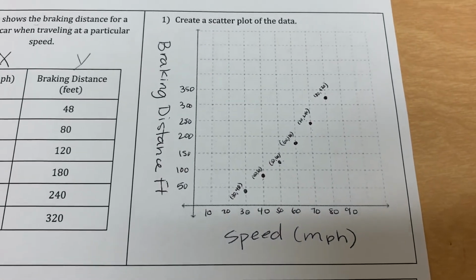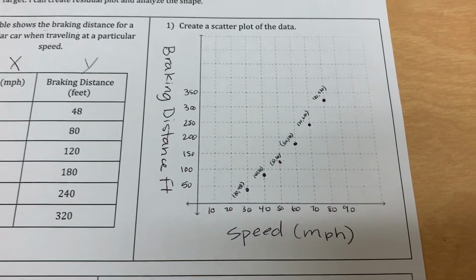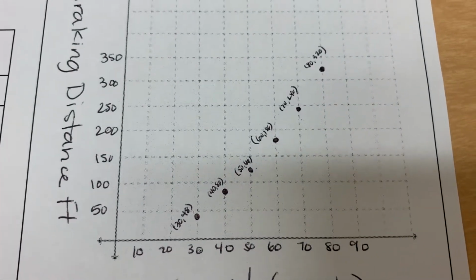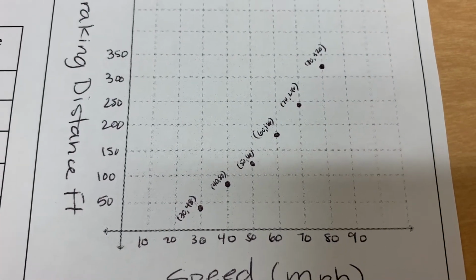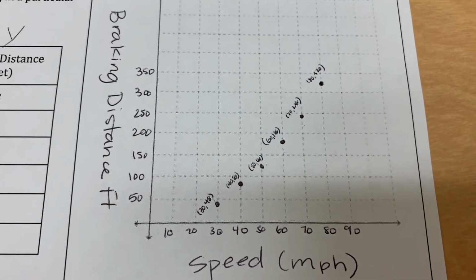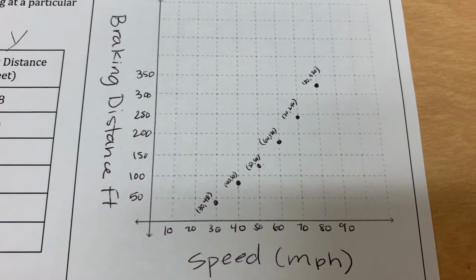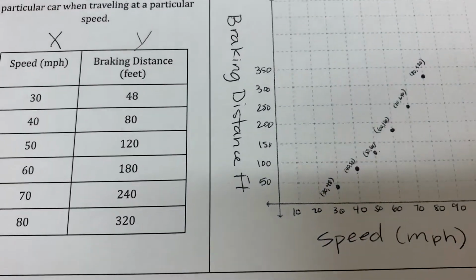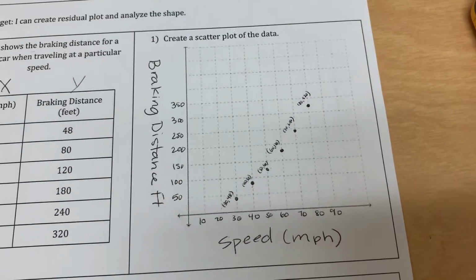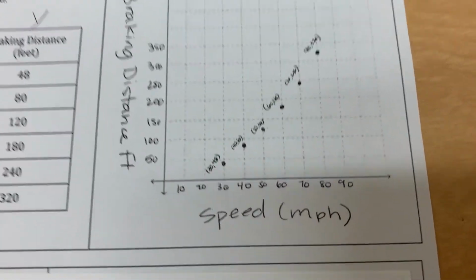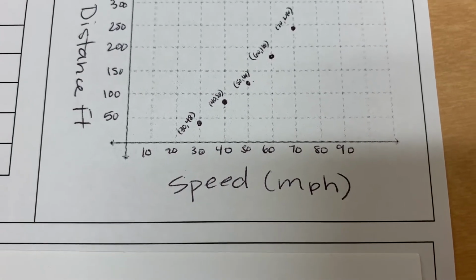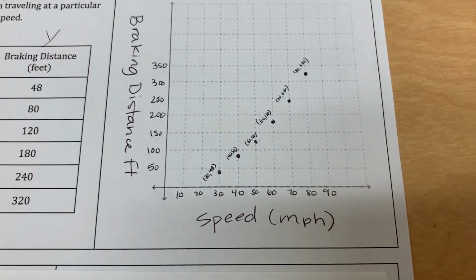I labeled my x-axis, that's important. I labeled my y-axis, that's important. I labeled each one of my points. In real life, you don't need to label those points. I just labeled them so you could see them very clearly. I put my y-axis going up by 50 because these are very big numbers, and if I go up by 25s or 5s, I wouldn't have enough room. And then I went up by 10s on my x-axis, because if I went up by 5s or 1s, I would not have enough room.